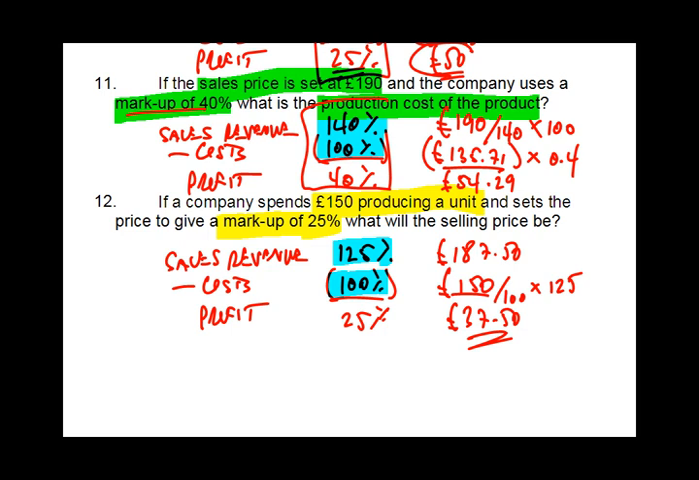Now if we check what profit that would leave us, well, £187.50 less £150 gives me £37.50 as my profit, and we know that should be 25% of the cost figure because it's a 25% markup. And if you work out £150 times 25%, so if you multiply this time by 0.25 as a decimal, you should get the £37.50.